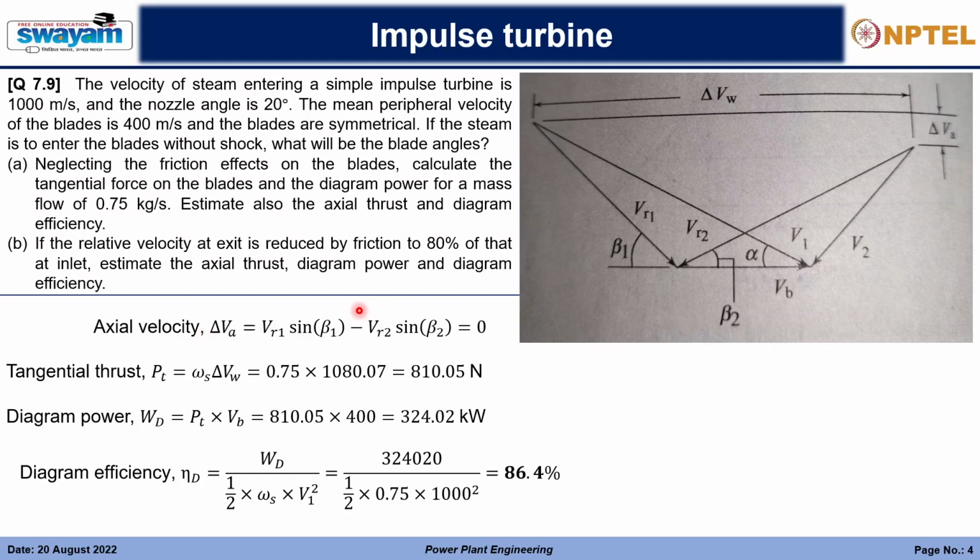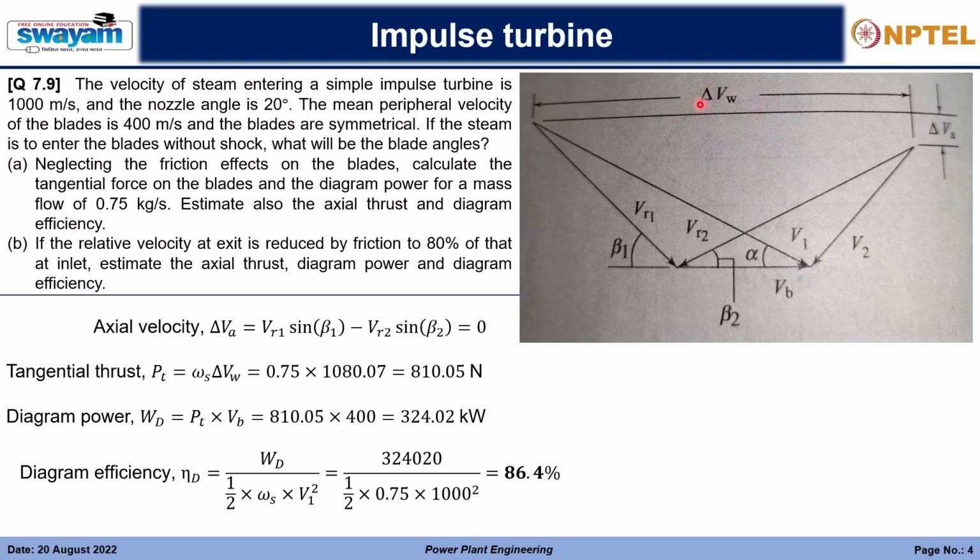So we'll have to calculate that, and that can be calculated by the vertical components vr1 sine beta 1 and vr2 sine beta 2 in this direction. Since vr1 and vr2, beta 1 and beta 2 are all the same, we will get an axial velocity of 0. Actually axial velocity should be 0 in order to get the least amount of jerk. If the turbine is vibrating, that is mainly due to the axial velocity component, and the turbine is rotating due to the whirl velocity component.